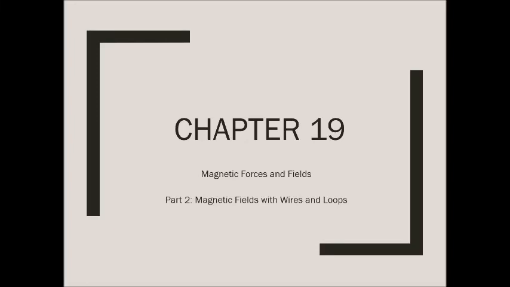In the first part of Chapter 19, we learned about what a magnet is. We're going to get more into what creates magnetic fields at the end of this section, but we also looked at what happened to a charge. And now we're going to start by looking at what happens to a charge when it's moving in a wire, both in a straight wire and a loop.